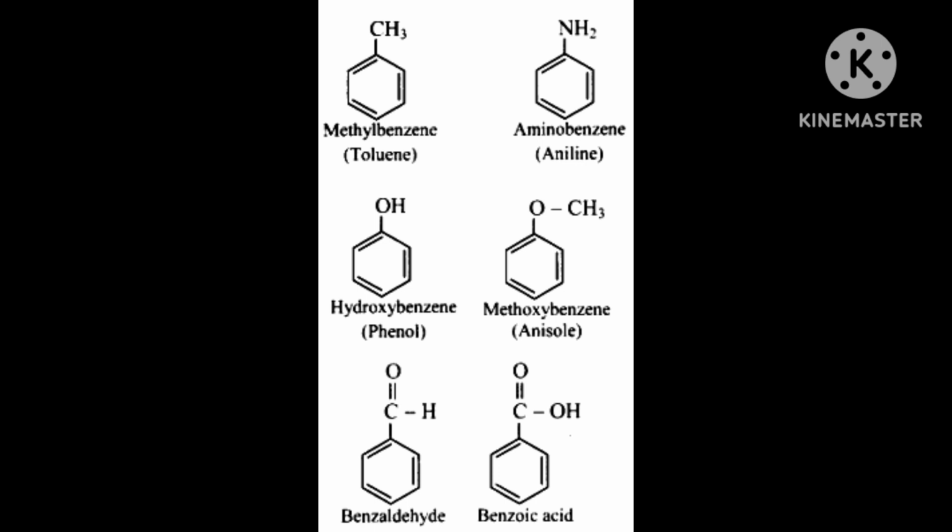Next to the phenyl group, that is the bromo. Next to the phenyl is carbon 1, and after that 2 and 3. Next is the 2, there is bromo, and then again next, that is the 3, bromo is there. And this is the structure of 2,3-dibromo-1-phenylpentane.